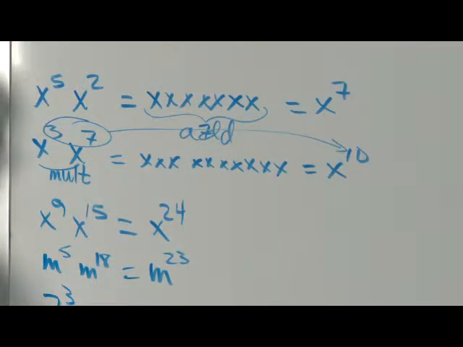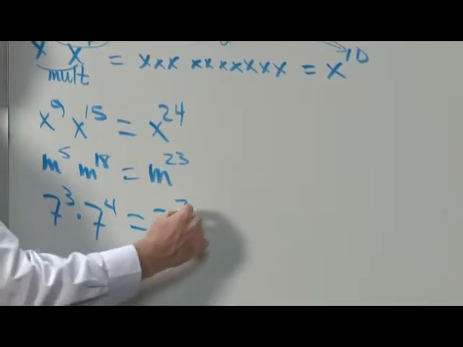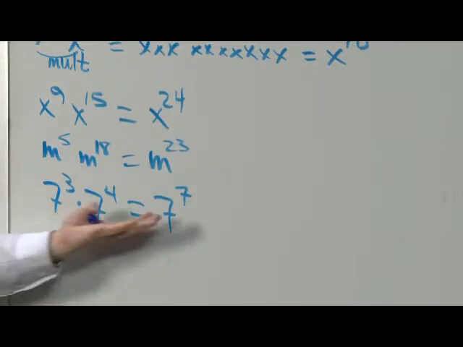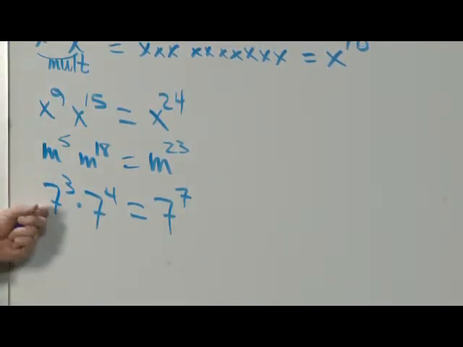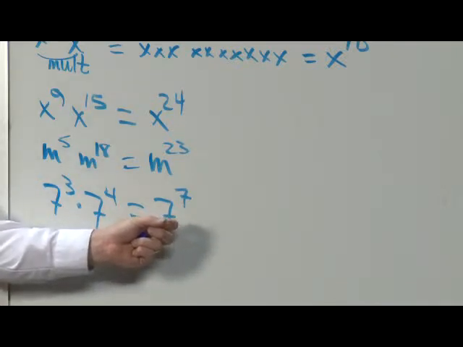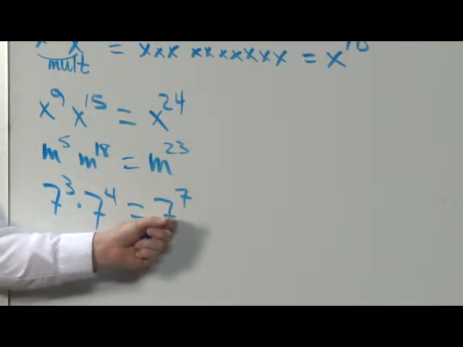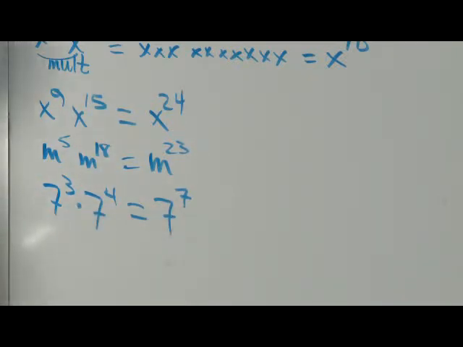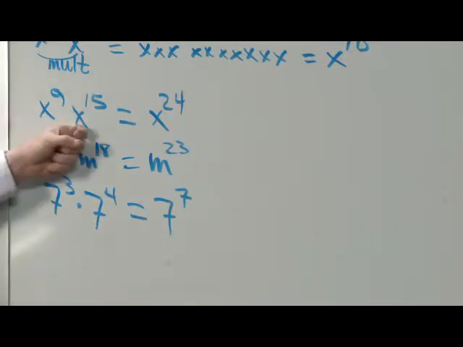7 cubed times 7 to the 4th. It's going to be 7 to the 7th. Test that out on your calculator, see if it really works. Take a 7 cubed times the 7 to the 4th, and then separately type in 7 to the 7th to see if that actually works. You'll find out it does. Works for any number here at all, which is pretty cool.